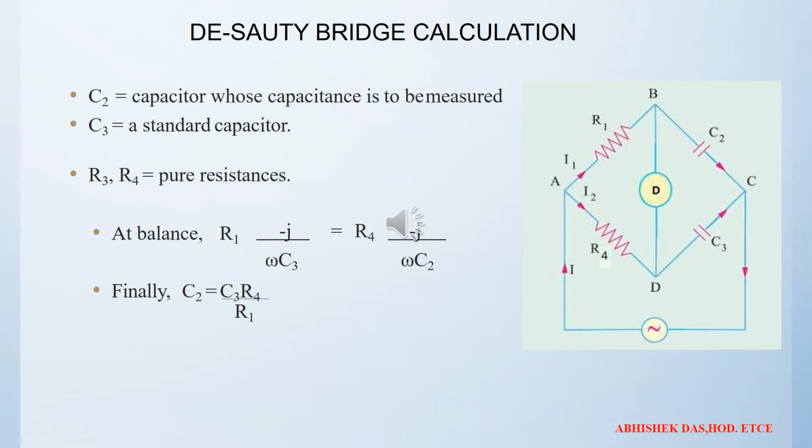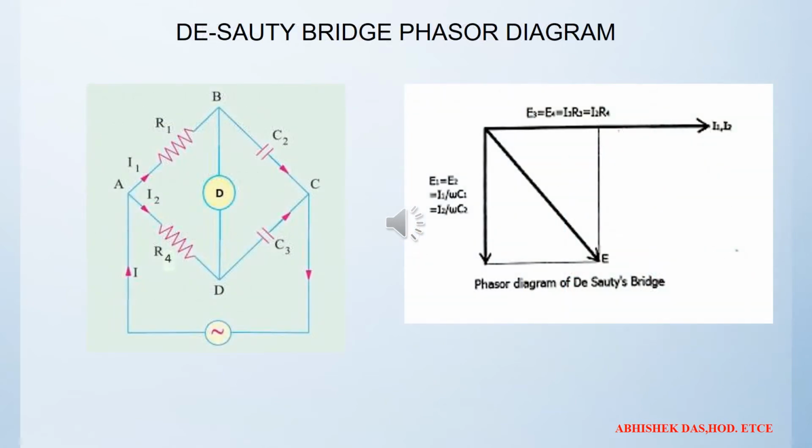And from that method we have to calculate the impedance value of each arm, and from there you can get the value of C2, which is the unknown capacitance. And this is the phasor diagram of the de Sauty bridge. You can see the de Sauty bridge as well as the phasor diagram.